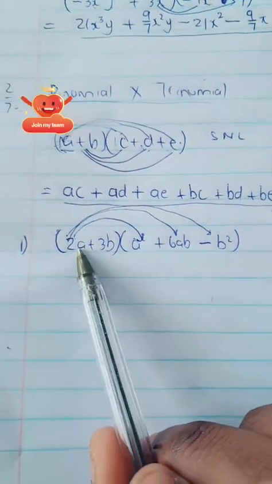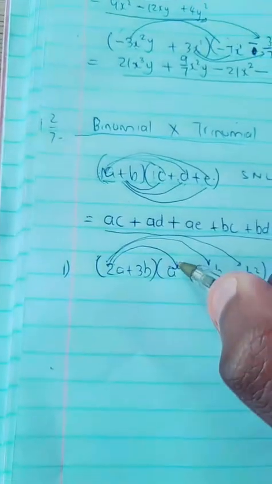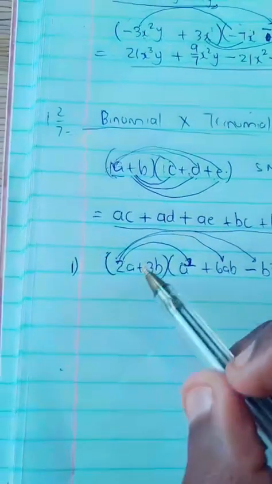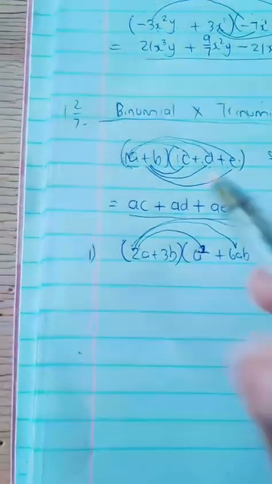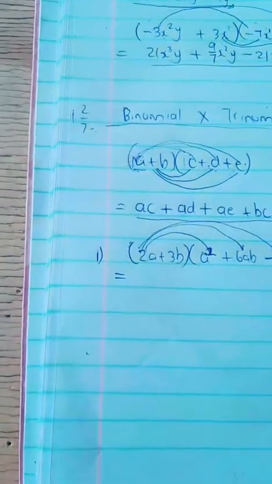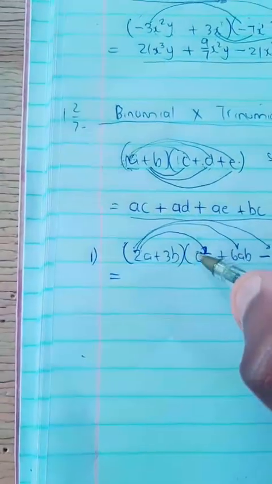Okay. So 2a times a squared, guys. 2a times a squared. So we multiply using SNL. Positive times a positive gives us a positive. 2 times the coefficient of a squared.